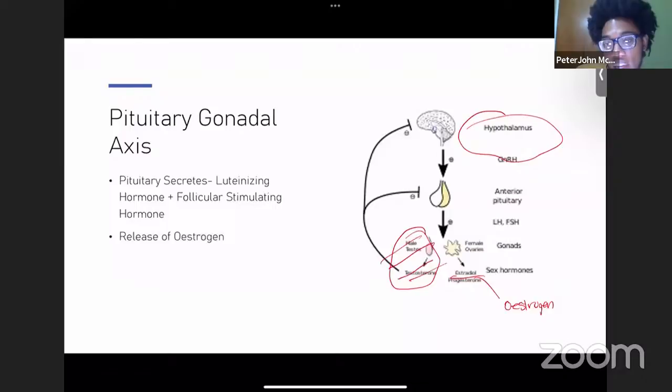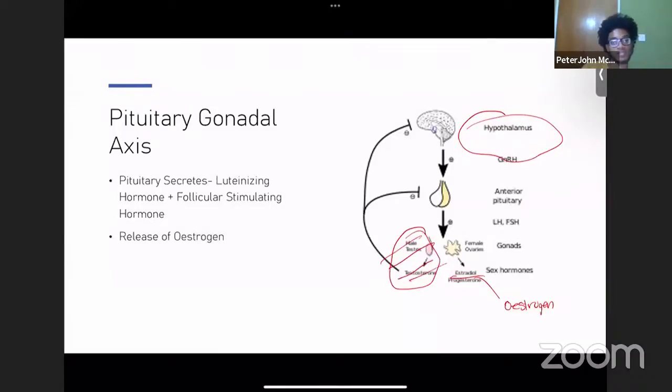So all this is saying is that when the pituitary secretes LH and FSH, it signals the female ovaries to produce estrogen, and eventually progesterone. I think that's all you guys have to know. Do you guys have to know about negative feedback? No, right? Not for this topic. All right, great. So let's move on then.